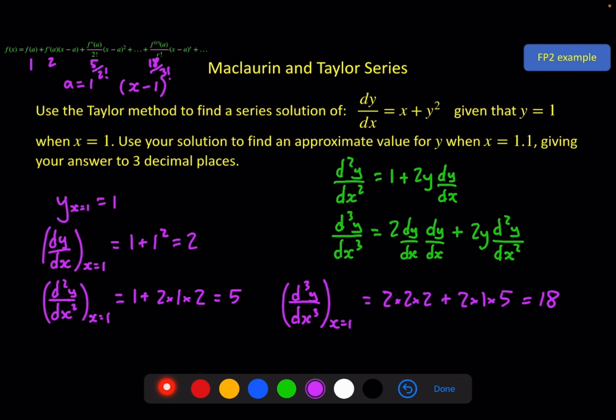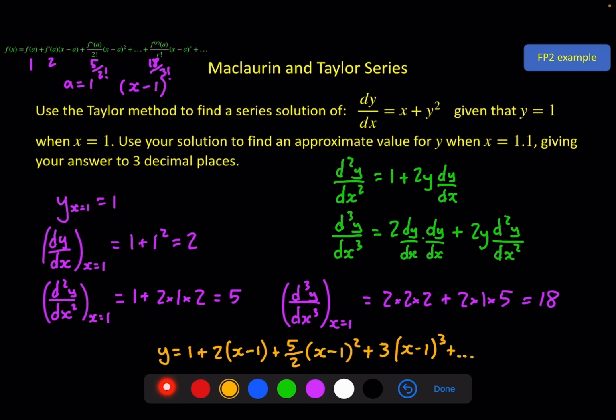So if I put my final solution at the bottom in yellow, we have y is equal to 1 plus 2 times x minus 1 plus 5 over 2 factorial, which is a 2, x minus 1 squared, plus 18 over 3 factorial. 3 factorial is 6. 18 divided by 6 is a 3. X minus 1 cubed. And we will stop there.